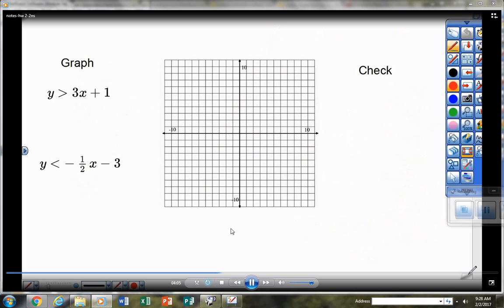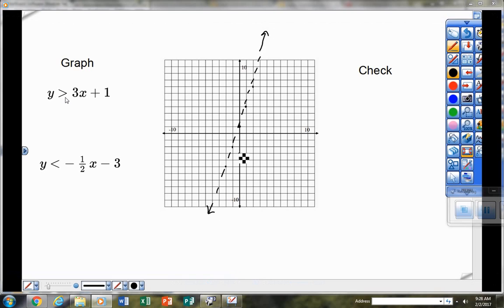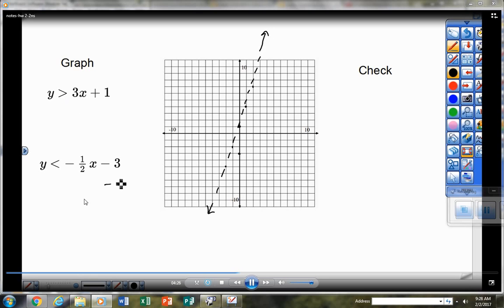Second one, these are both solved for y, so I'm going to graph them starting at 1, going over 1, up 3, over 1, up 3. That will be a dotted line because of my inequality. That will be shading above because that is y is more than. So shade above, shade above. The second one, negative 3 is my starting point. Over 2, down 1.